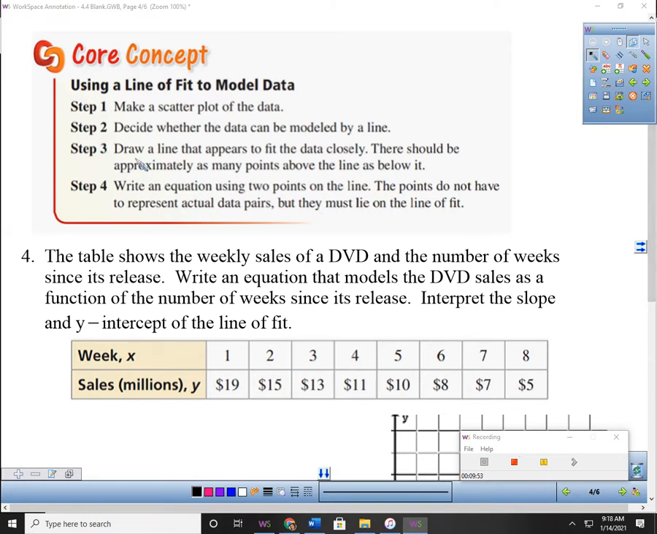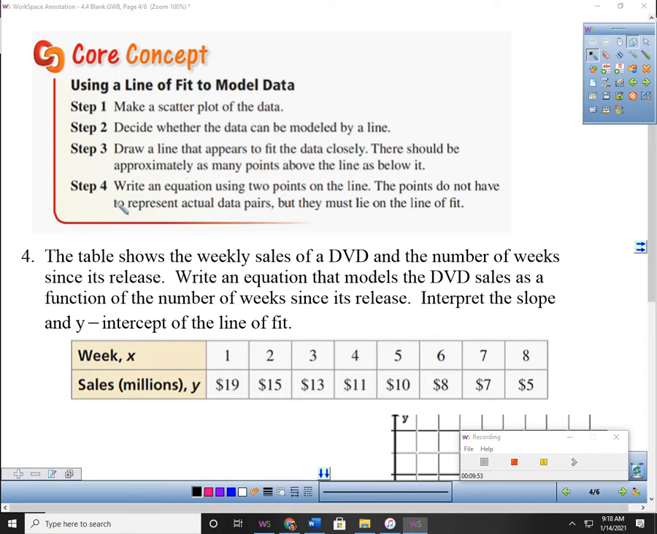So then you're going to draw a line that appears to fit your data closely. So you should have about as many points above your line as you have below it. So your line should be going through all the data points. And then you're going to write an equation using 2 points that fall on your line. They don't have to actually be points in your table. They can be points that you pick on your line.